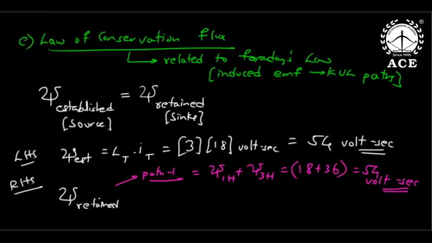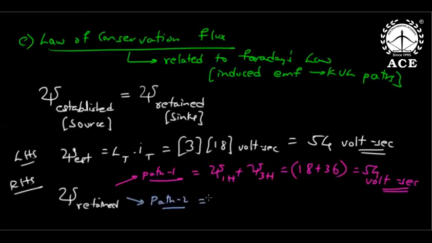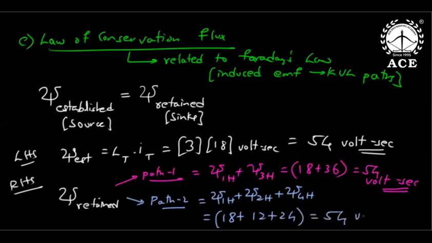Then I go to path 2. What are the inductors coming in path 2? In the blue color line, 1 Henry, 2 Henry and 4 Henry are coming. Flux linkage of 1 Henry plus flux linkage of 2 Henry plus flux linkage of 4 Henry. That will be 18 plus 12 plus 24 volt second, which is also 54 volt second. So that is a verification of the law of conservation of flux.